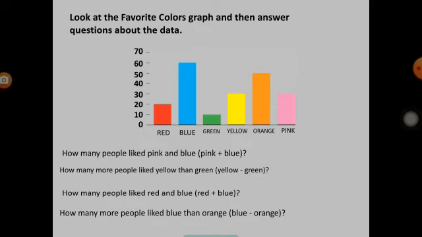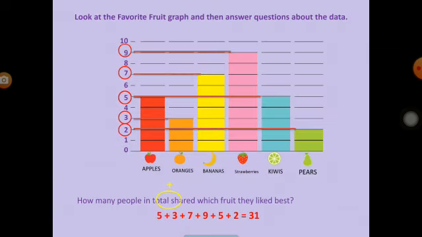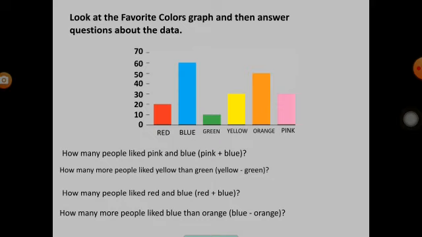Look at the favorite colors graph and then answer questions about the data. Let's revise: where is the vertical line and where is the horizontal line? We said this line is called the vertical line. Excellent. It shows what? Who can tell me? It shows the number of pupils. And here, this line is called the horizontal one. It shows us the favorite colors.